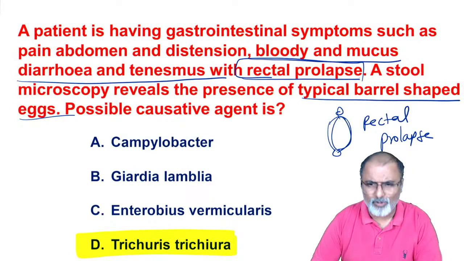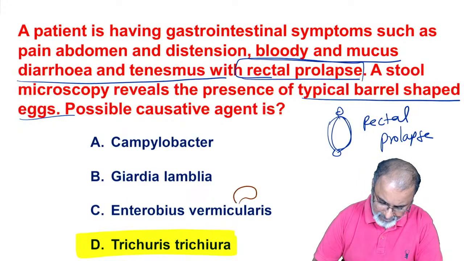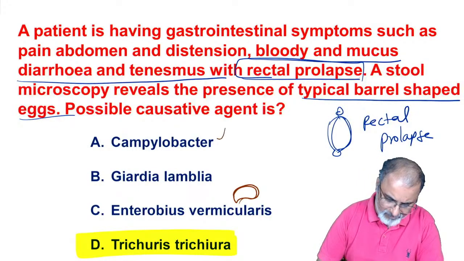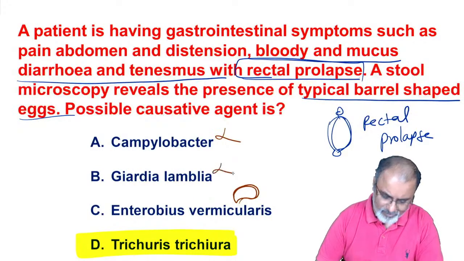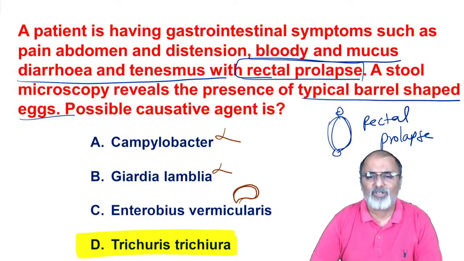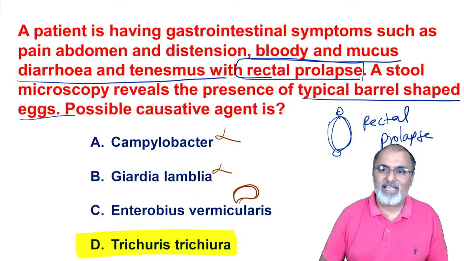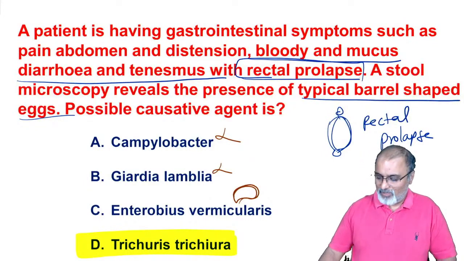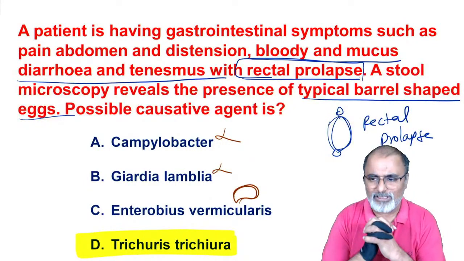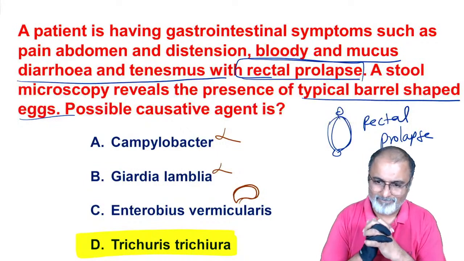Enterobius vermicularis won't produce rectal prolapse. It causes anal pruritus. Entamoeba and Giardia never produce eggs, they produce trophozoite and cyst. Enterobius egg is called kidney shaped. Answer is D. So we have completed 50 important questions in a period of 1 hour.